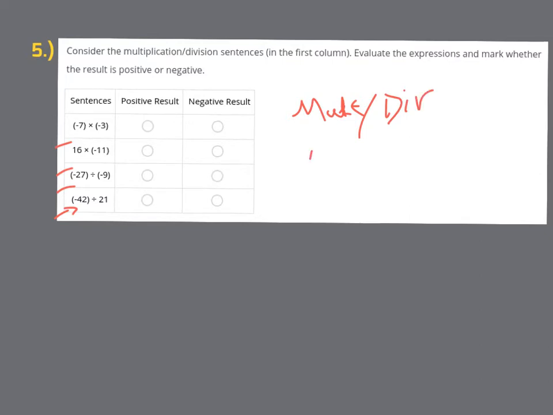When I multiply and divide, if I've got a positive and a positive, or a negative and a negative, my answer will always be positive. If I've got a positive and a negative, or a negative and a positive, it truly doesn't matter which way the order is, that's going to give me a negative.